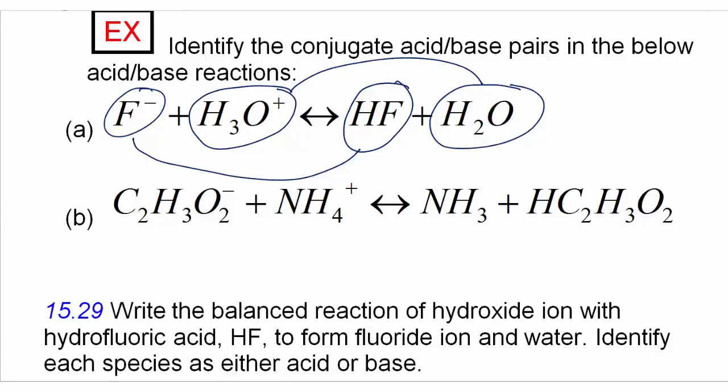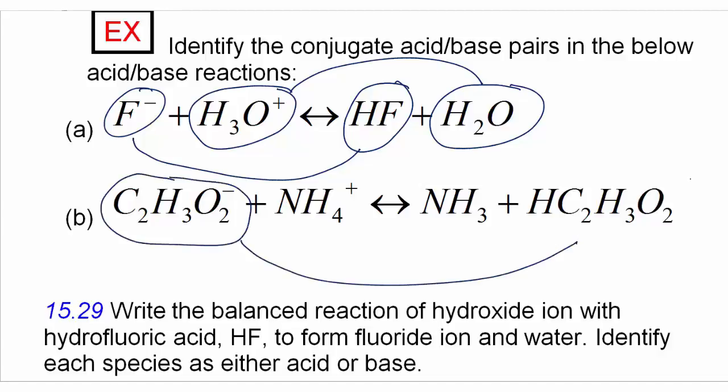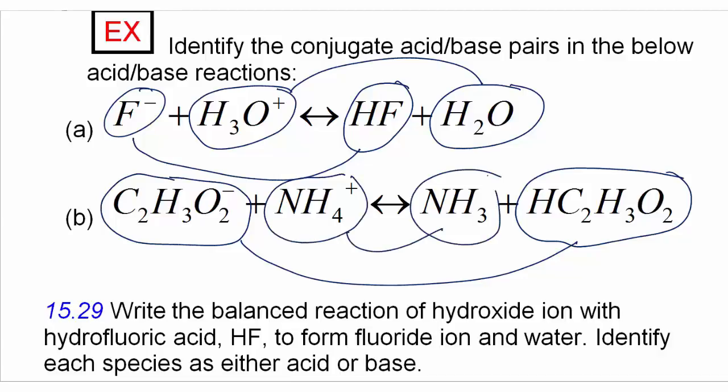How about B? Acetate and acetic acid. Ammonium is a conjugate pair with ammonia.